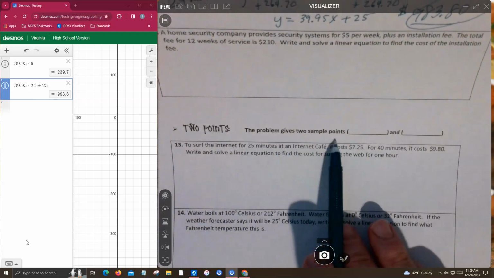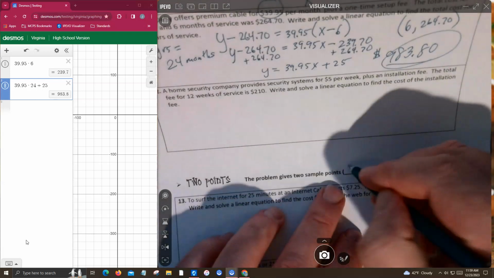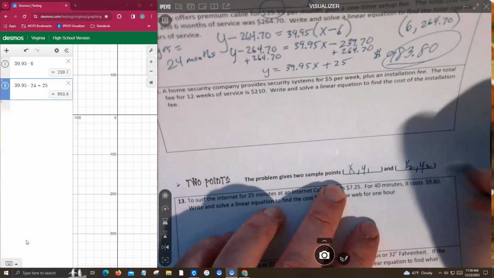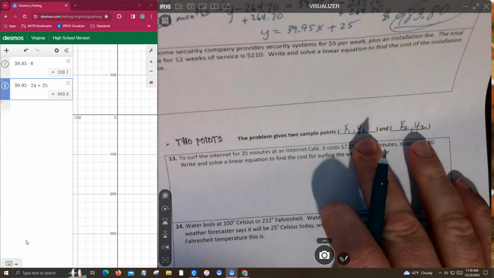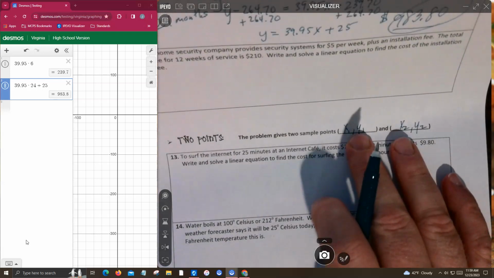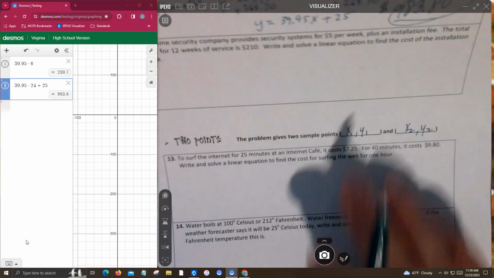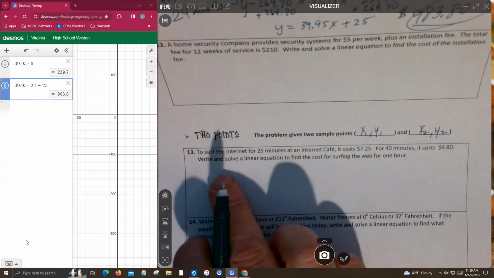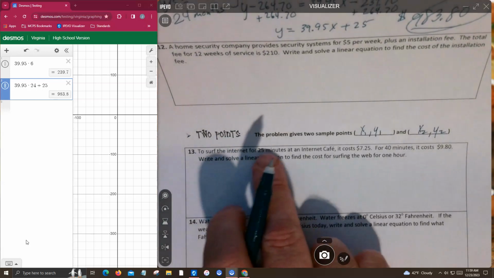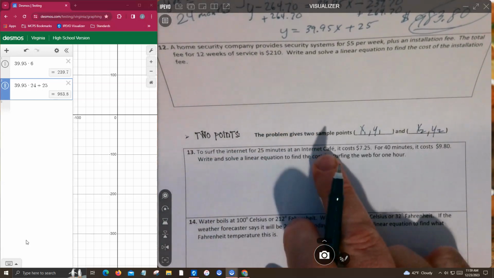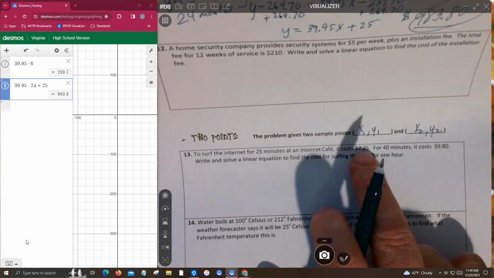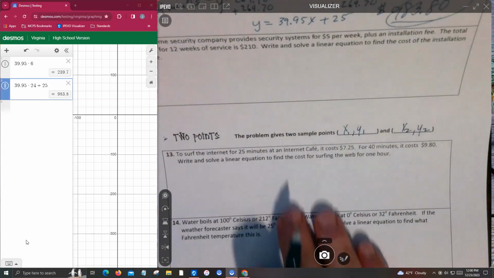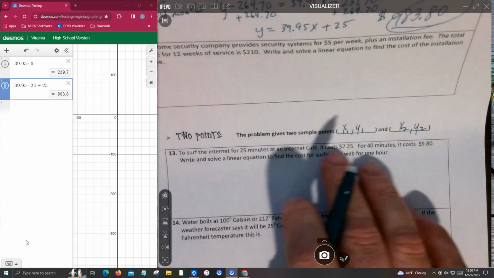So now the problem gives you two sample points. So we're going to say x1, y1, and x2, y2. Now, if we recall, we can always find slope given 2 points. And that's what we're going to play on this one. All right. So to surf the internet for 25 minutes at an internet cafe, it costs $7.25. All right. So again, it's always cost per minute that we're interested in. It looks like cost per minute.